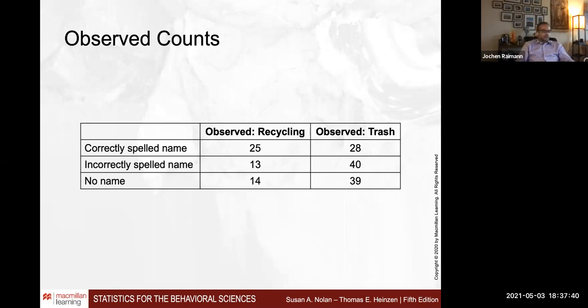And so now these are our observed counts, right? So we do have a little bit of a gradient. The correctly spelled name is actually not that obvious of a difference, but it leans overall more towards being recycled. As for the trash, the correctly spelled name is least likely to be trashed, whereas incorrectly spelled or no name, clearly a gradient of being more likely to be trashed. Good. So what are we doing?